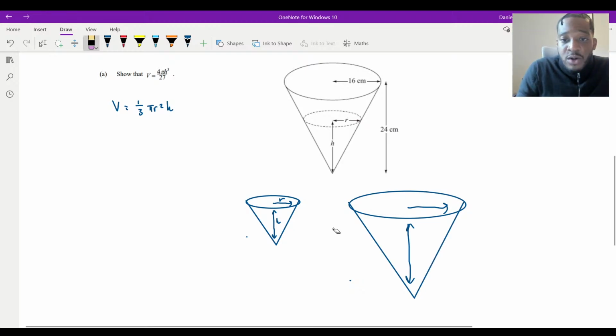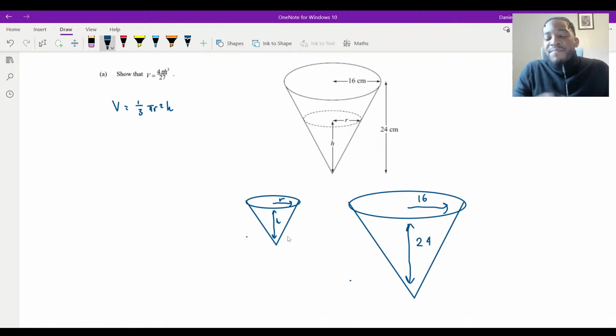Cool. So now we know that this is 16. Put this here. That's 16. And this is 24. The height is 24, right? Because these are mathematically similar, it means that there's a scale factor that takes me from this to that one, right? And we've got 2 lengths. We've got the radii for both. We've got the heights for both.